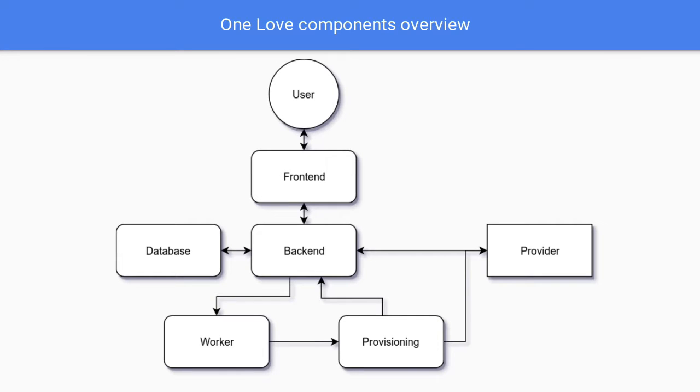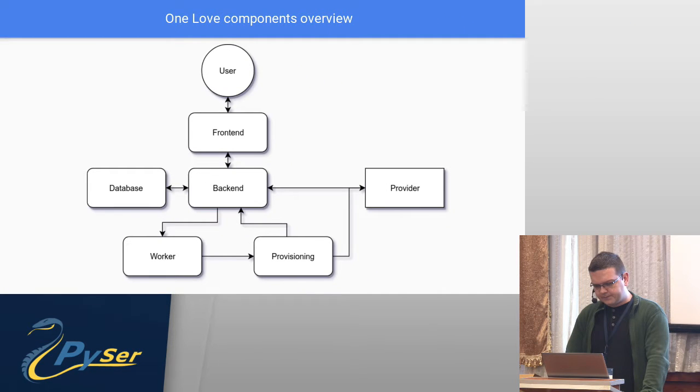This is a simplified overview of the components for OneLove, and as you can see, the user interacts with the front-end, which then, with the help of the back-end, saves all the states of your infrastructure in the database. And provisioning and deployment will be run in the background to your infrastructure. It's that simple.